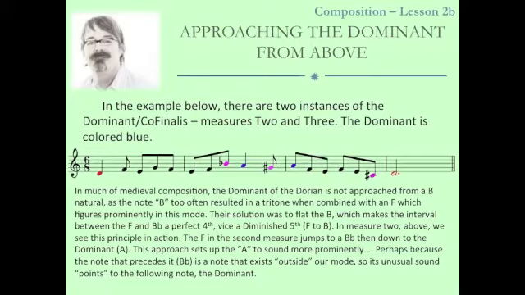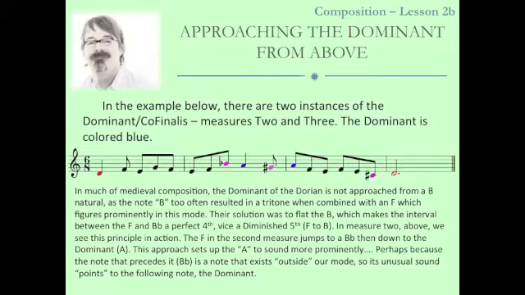All right, let's talk about approaching the dominant from above. First of all, when we speak of the Dorian, we're going to be using D Dorian, because that's what Dorian meant in the medieval times. In the example below, there's a phrase written in the Dorian mode. There are two instances of the dominant or cofinalis, measures 2 and 3. I've colored the dominant blue for ease of reference.